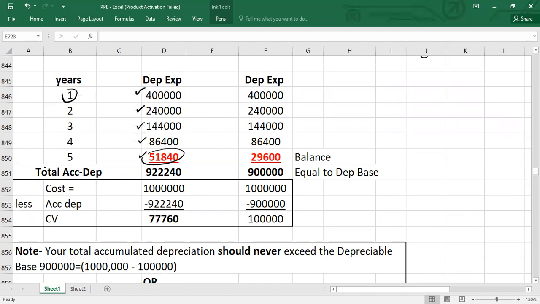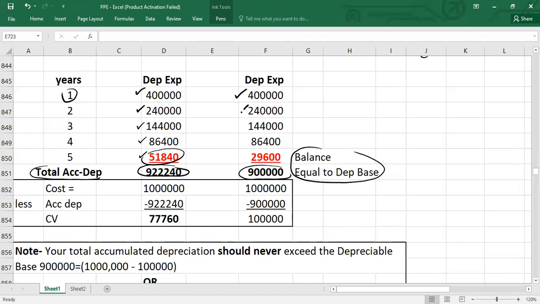So you will look at here, your total accumulated depreciation is going to exceed the depreciable base. The depreciable base is $900,000 only, okay? But your total accumulated depreciation is going to be $922,240. So it means your total accumulated depreciation should be equal to the depreciable base, and the depreciable base is 900,000. What happened in year one, you have calculated this depreciation.